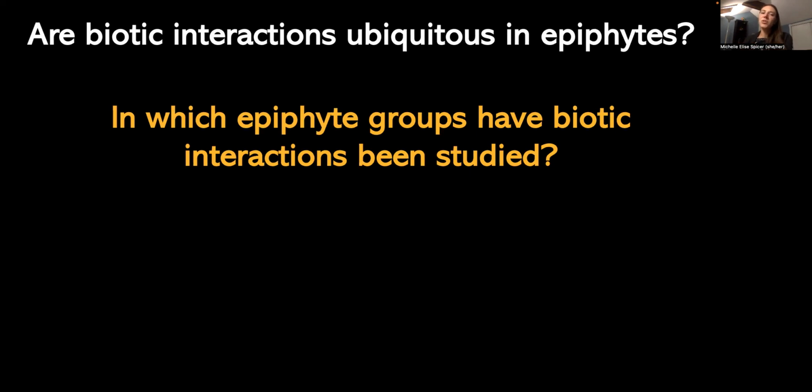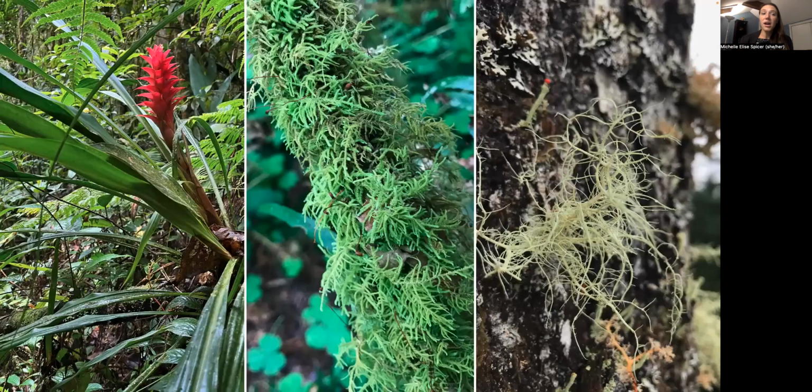The first is, in which epiphyte groups have biotic interactions been studied? So I want to just clarify for you that we actually had quite a broad net thinking about what epiphytes are. So these orchids and bromeliads, those larger vascular epiphytes, that's on the left. We also looked at all these non-vascular plants, these bryophytes, mosses, liverworts, all of that. And we also included lichens. So that's that mutualism on the right. So all 3 of these types we have in this review I'm going to tell you about.